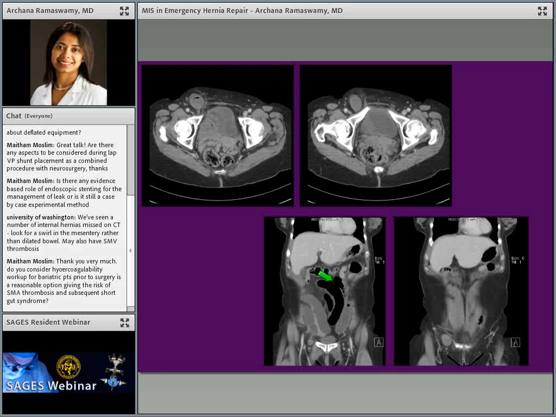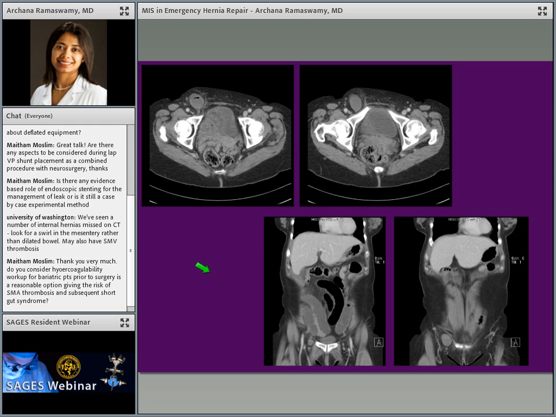This is a case that we're going to start with of one of my colleagues. So you see this incarcerated hernia here. This is a woman who's 56 years old who presents with small bowel obstruction. You go to the OR. You find a loop of bowel that's tightly incarcerated in the femoral space, which you're not able to reduce laparoscopically.